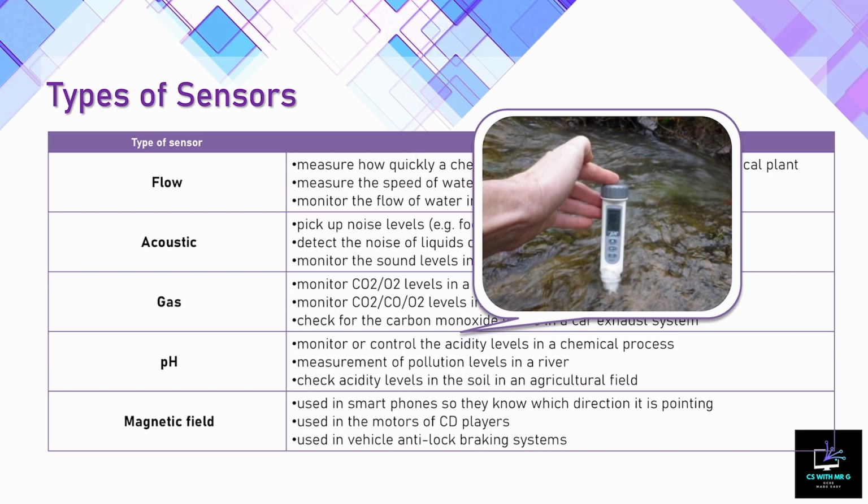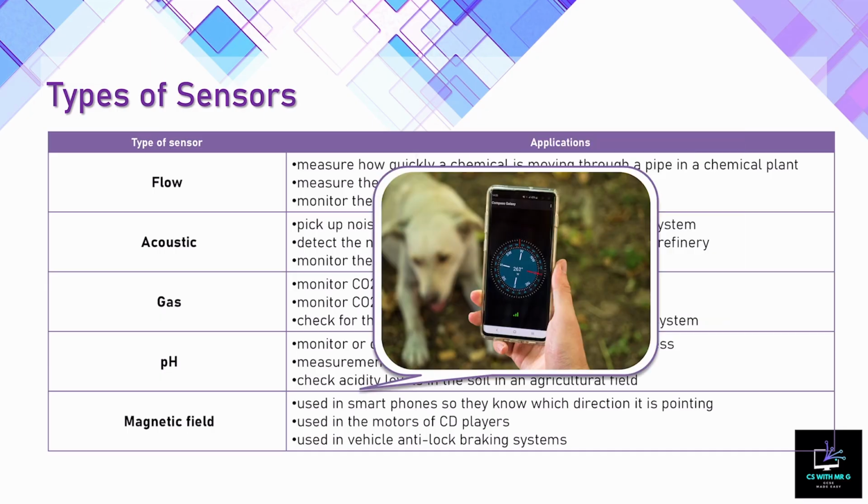pH sensor will detect pH levels in water. Many different scenarios this could be used, checking pH levels in your pool, checking pollution levels in a river, checking acidity in soil. Many different examples this could be used, but again, clue in the name, looking for pH levels. And finally, we have a magnetic field sensor, which will detect a magnetic field.